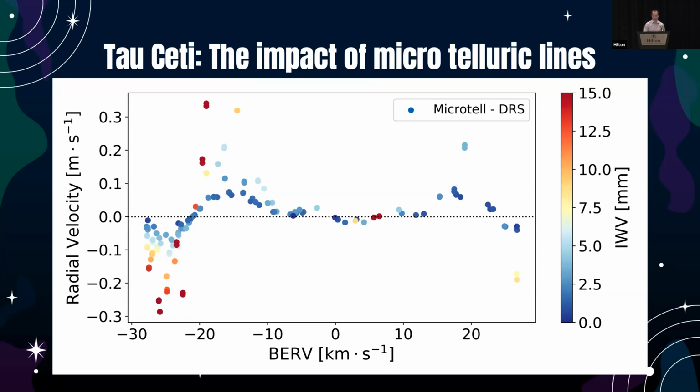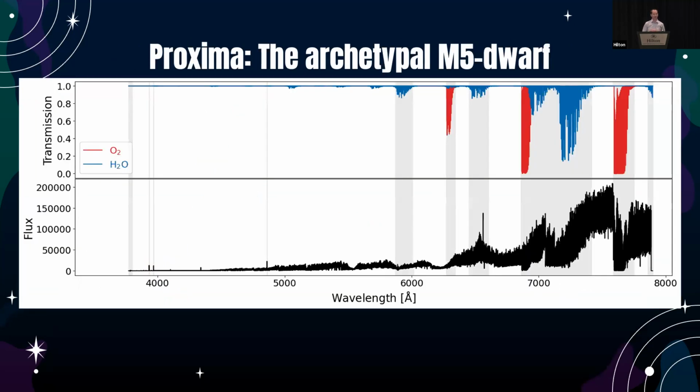Now we can do the same for Proxima, which is a very famous M5 type star. What you can notice first is that in this spectral range, where you have microtellurics, there is no flux for Proxima. So you are not contaminated by microtellurics in the case of M-type stars. However, most of the flux for Proxima comes in the red part of the spectrum, where most of the spectral range is masked due to the telluric contamination.